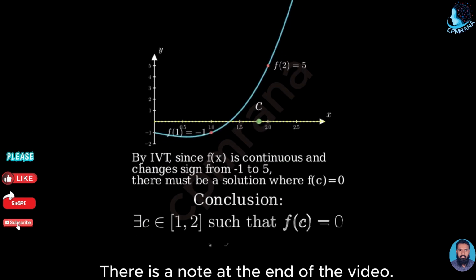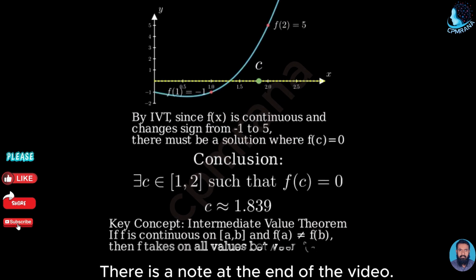Therefore, we have proven that there exists at least one solution to the equation x cubed minus x minus 1 equals 0 in the interval from 1 to 2. This solution is approximately equal to 1.839.